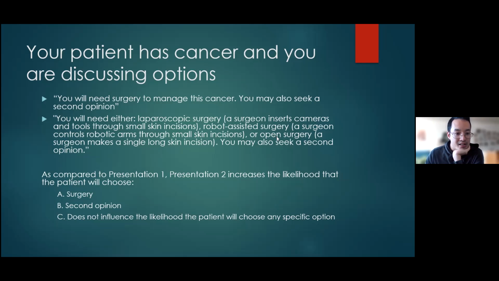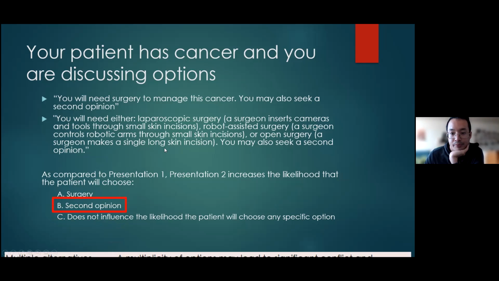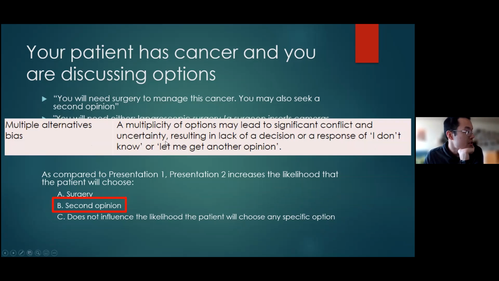So everyone thought that by giving more information, the patient would be more likely to choose surgery, which is actually incorrect. They're more likely to seek a second opinion. And this is based on the multiple alternatives bias. A multiplicity of options may lead to significant conflict and uncertainty, resulting in a lack of a decision or response, or I don't know.